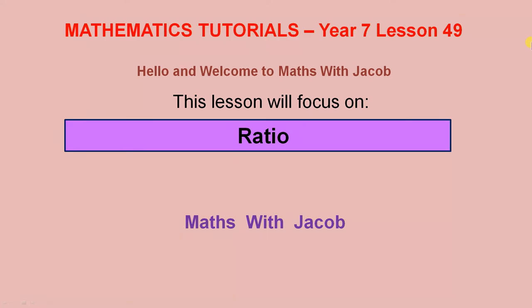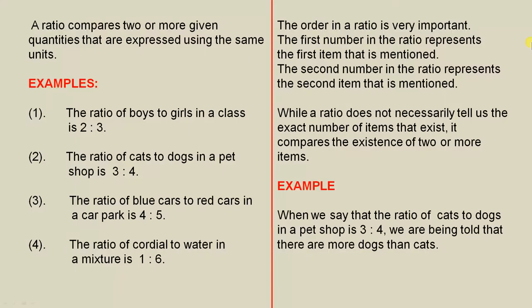This lesson will focus on ratio. A ratio compares two or more given quantities that are expressed using the same units. For example, the ratio of boys to girls in a class is 2:3. The ratio of cats to dogs in a pet shop is 3:4. The ratio of blue cars to red cars in a car park is 4:5. And the ratio of cordial to water in a mixture is 1:6.